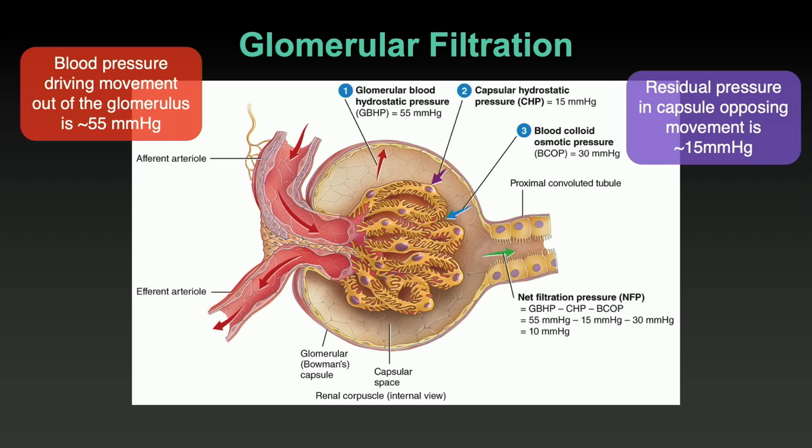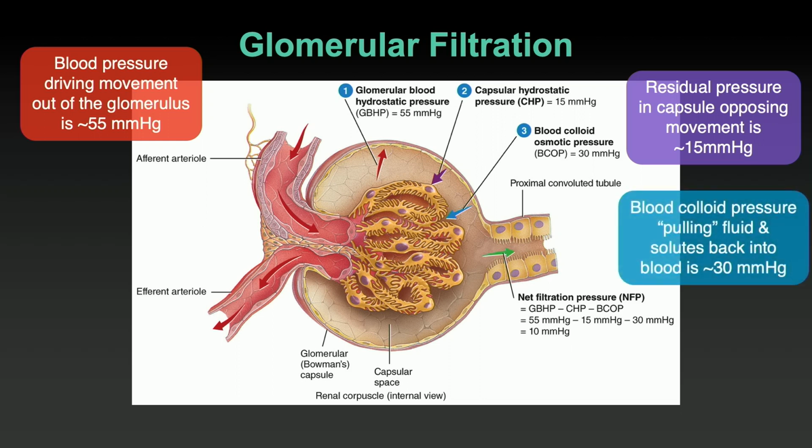Now, the things that oppose that movement were listed earlier and are shown here. There's residual pressure inside the capsule. You're trying to push fluid and solutes into a space that is already full. And so there's some pressure that resists that movement. It's not a lot of pressure, but there is some pressure. If we were to put a number to it, it would be about 15 millimeters of mercury. And that is highlighted here with this purple arrow. The capsular hydrostatic pressure that opposes the new injection of fluid or small molecules.